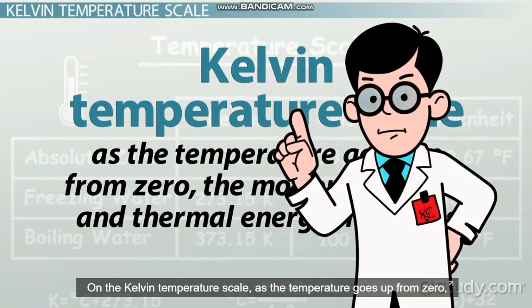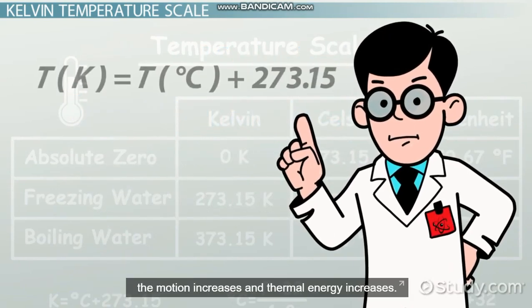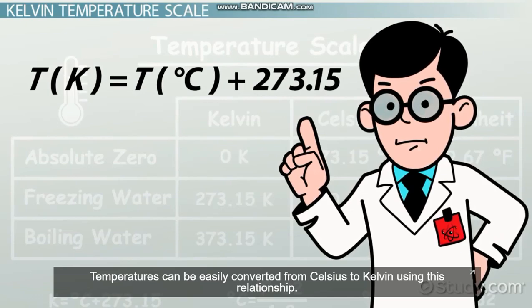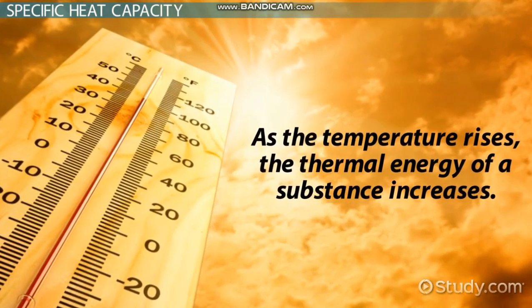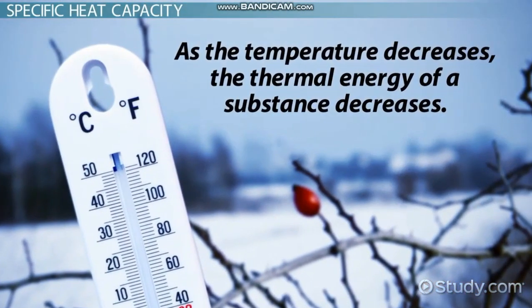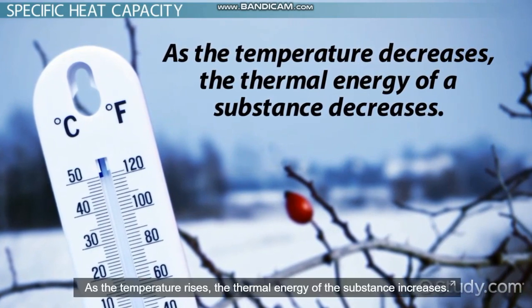Temperatures can be easily converted from Celsius to Kelvin using this relationship. T_K equals T in degrees centigrade plus 273.15. As the temperature rises, the thermal energy of a substance increases. The opposite is also true. As the temperature decreases, the thermal energy of a substance decreases.